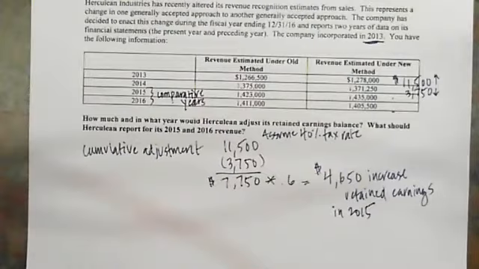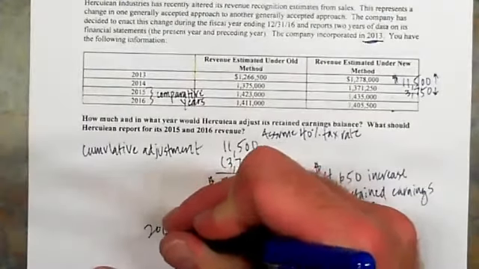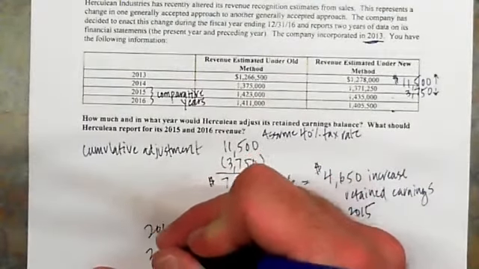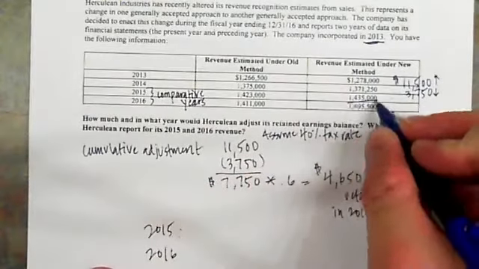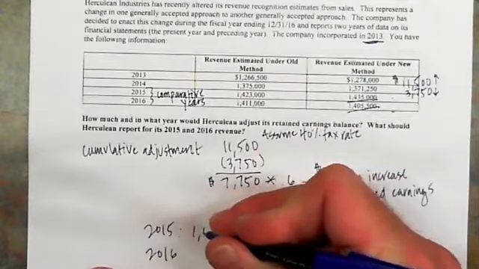What would I report in 2015 for retained earnings? I'm sorry, for revenue. 2016, well, then I would just report it under the new method. It would replace what I had previously.